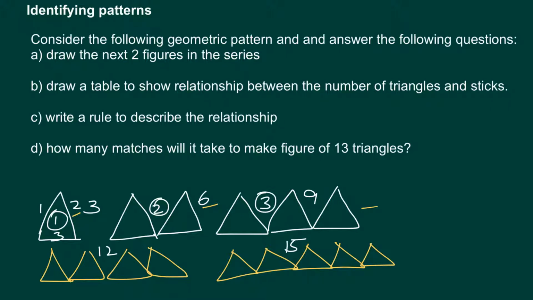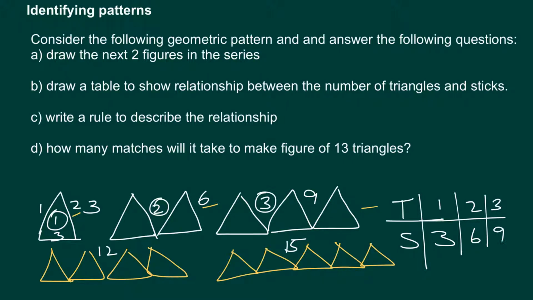So let's just draw a table. So we have triangles will be T, and sticks can be S. So when there is one triangle, we have 3 sticks. When there's 2, we have 6. When there's 3, we have 9. When there's 4, we have 12, and etc.